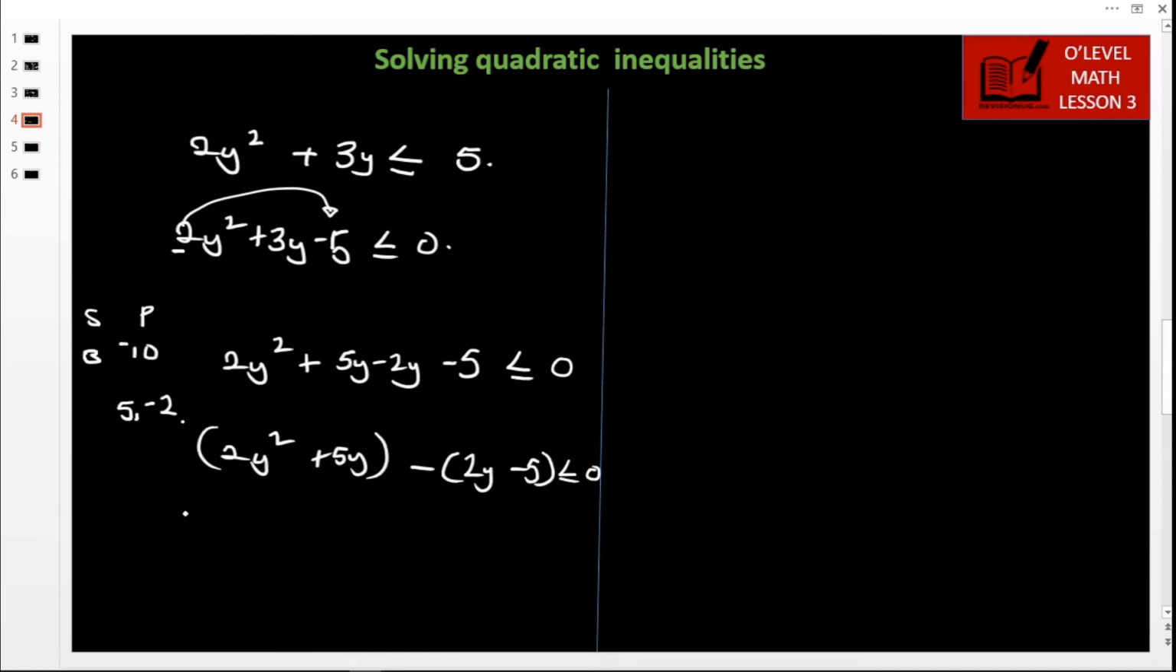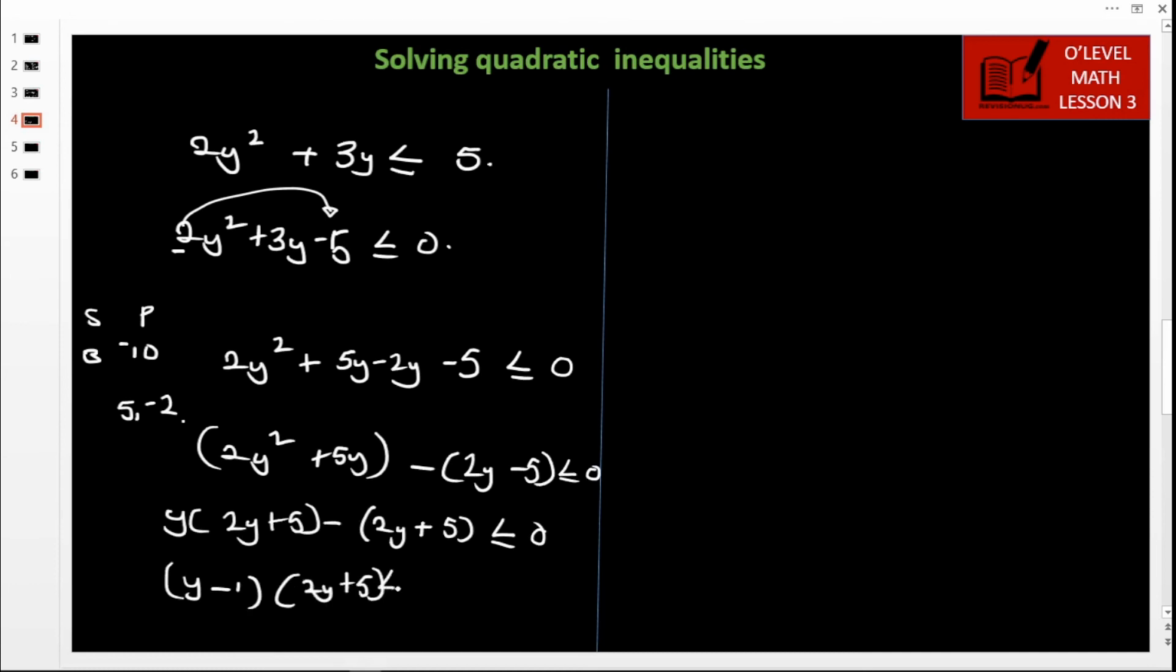So we factorize. What is common here is y. So y out will remain with 2y plus 5, then minus, what is common here is 1, so minus 1 out, which is going to be 2y, then this one is going to change to positive 5, less or equal to 0. So y minus 1 then into 2y plus 5 is less or equal to 0.